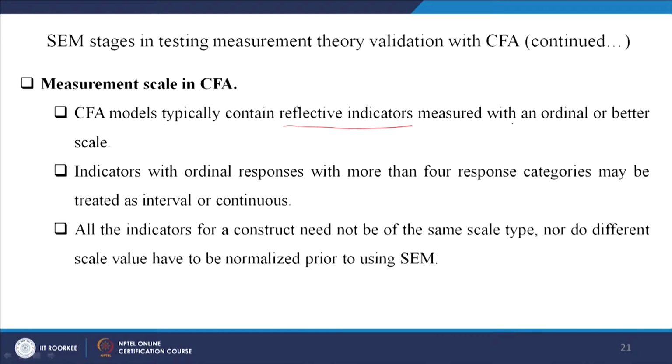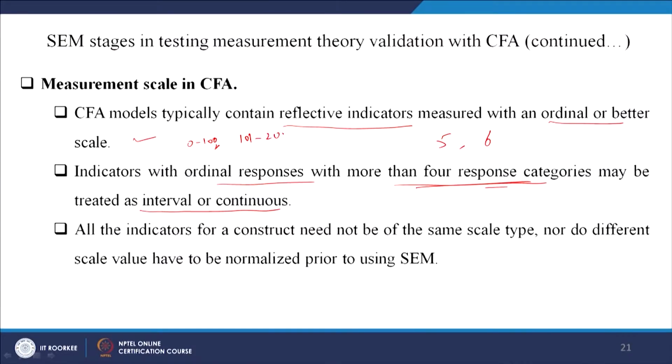You see, the CFA models typically contain reflective indicators, which we have understood, measured with an ordinal or a better scale, or better scale means interval or ratio scale, higher scale. Indicators with ordinal responses with more than 4 response categories, that means 5 or 6 or 7 or whatever, may be treated as interval or continuous. Okay. Can you understand that? It means that whenever you have collected the data in an ordinal response, like a rank order form, and you have more than 4 response categories.